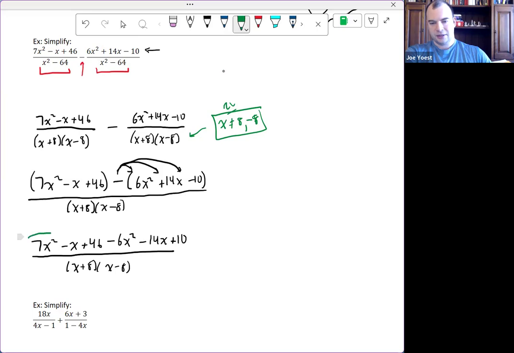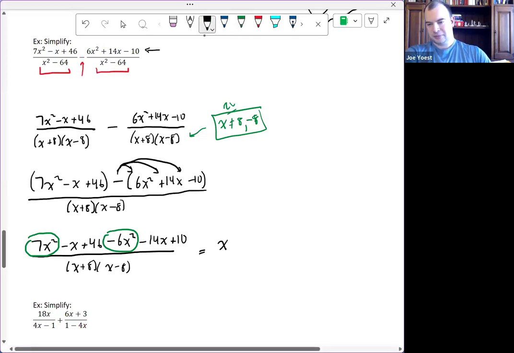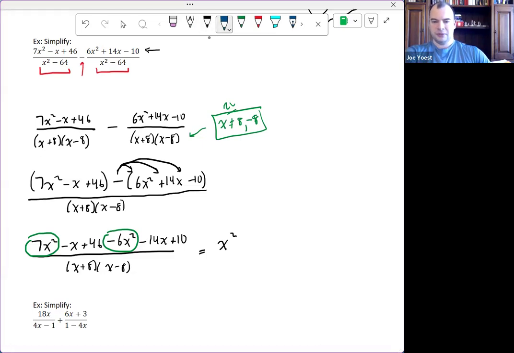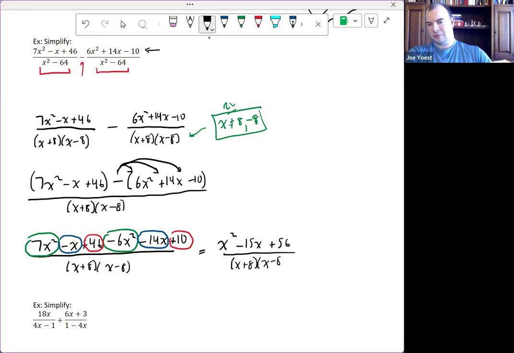And now I identify like terms. I have 7x squared minus 6x squared is 1x squared. I have minus x minus 14x is minus 15x, and then plus 46 plus 10 is plus 56. Now I'm looking to factor the numerator. I'm looking for two numbers that multiply to positive 56 and add to negative 15. I note that 56 is 7 times 8, and negative 7 plus negative 8 is negative 15.